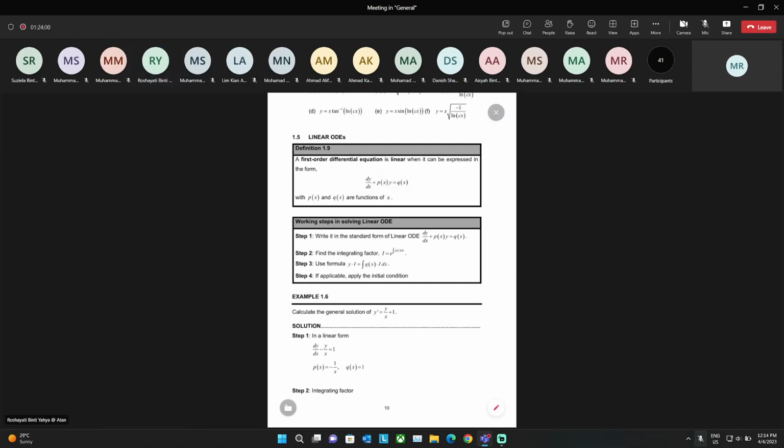Working steps in solving linear ODE. The first step, number 1, it needs to be written in a standard form of linear ODE. Okay, macam inilah, this is the standard form for linear ODE. Then step number 2, you need to find integrating factor, which is I equal to exponential integration of px dx. The third step, you need to use formula y dot product with I equal to integration qx dot I dx. Finally, you apply its initial condition.